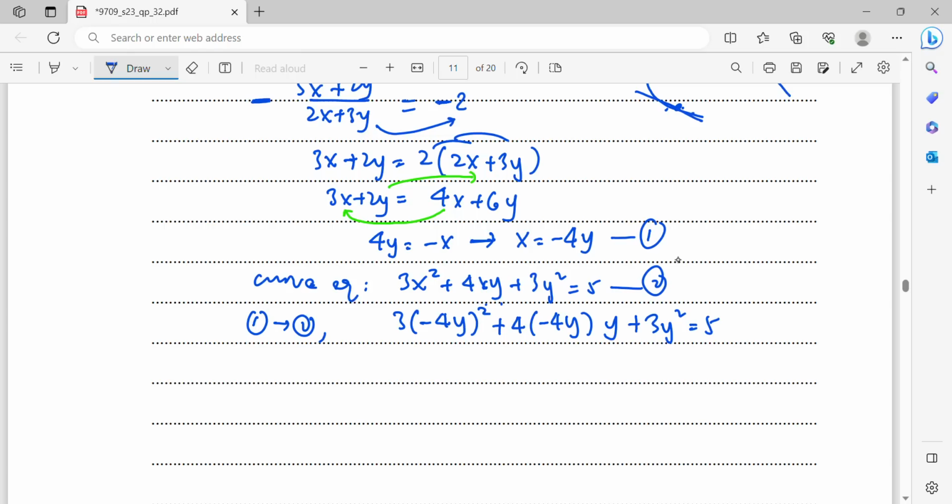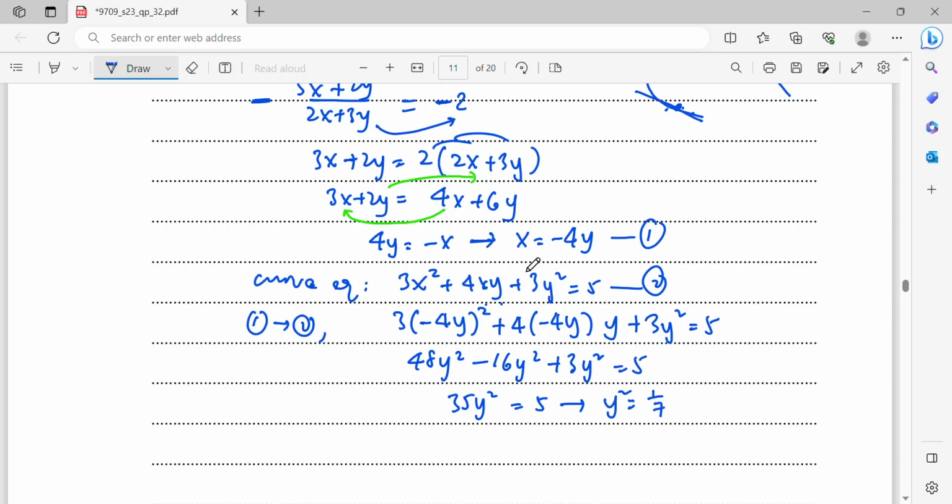So now when you do expansion, minus 4 squared is 16. 16 times 3, you will be getting 48y squared. Then the second term, it will be negative 16y squared. And then the third term just remains. Then now, from here, when you simplify, 48 minus 16 plus 3, you will get 35y squared. That equals to 5, which means your y squared is 1 over 7.